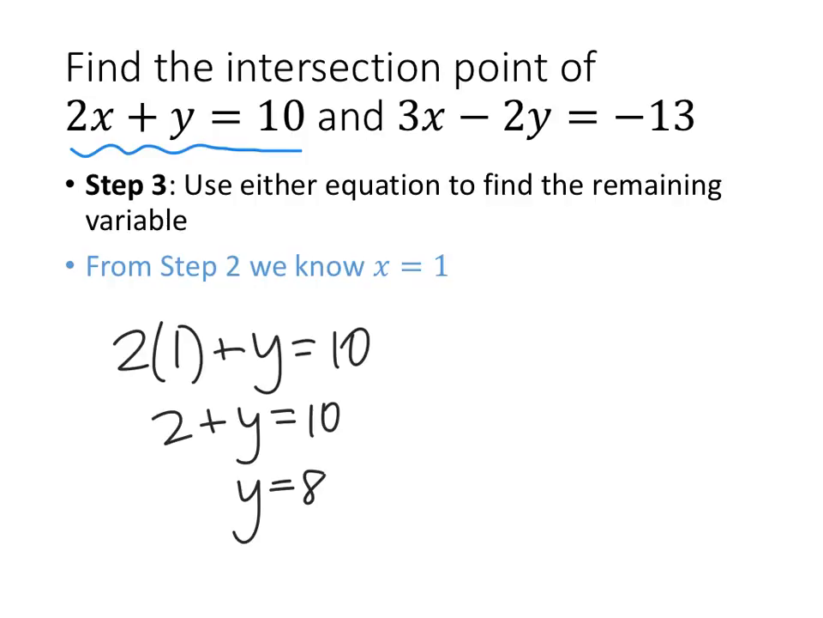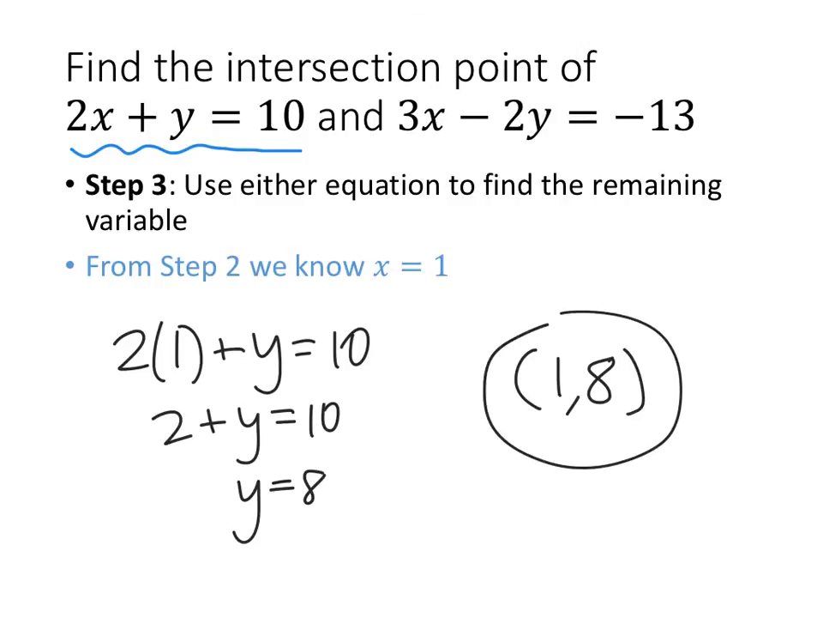So my answer here is the point 1, 8. I know that x equals 1 from earlier, and I just figured out that y equals 8. So 1, 8 is the answer that I'm looking for.